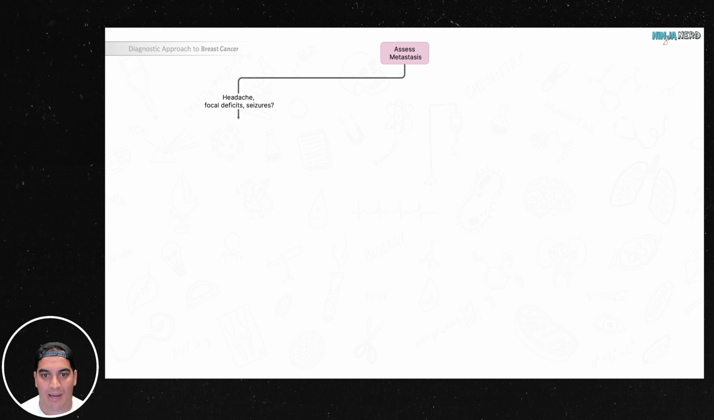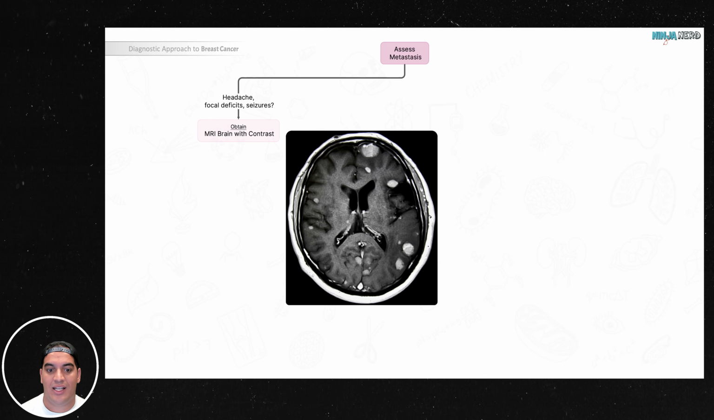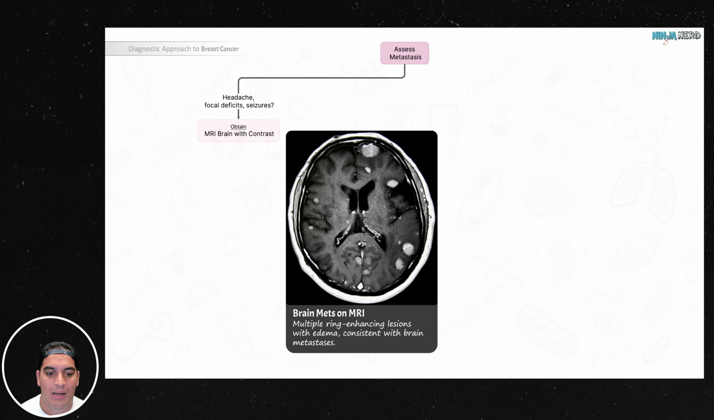You've got to get a brain MRI. You've got to look to see, do they have a mass? And if you see something like this, you've got brain mets all over the place. This is something that would be very, very concerning for metastatic disease. And that would probably be, in this patient scenario, from their primary breast tumor.